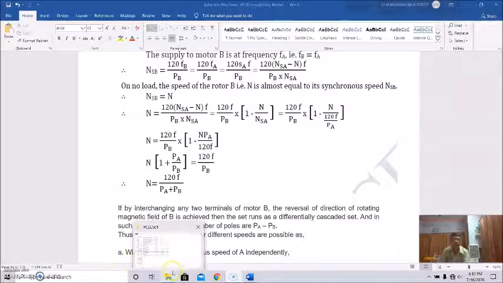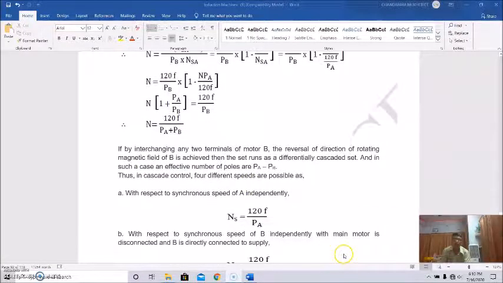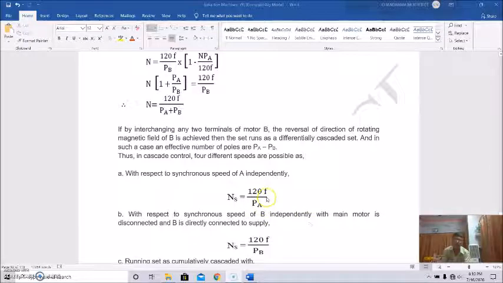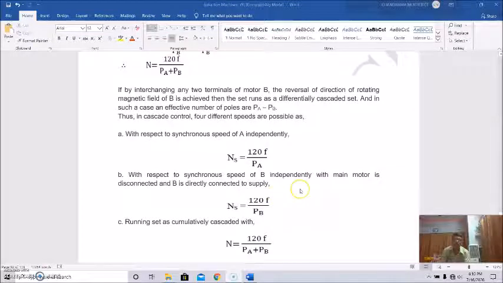There are four speeds. The first is with respect to the synchronous speed of the main motor independently, that is, synchronous speed equals 120 f by Pa, where A is the main motor. The second is with respect to the synchronous speed of B, the auxiliary motor independently. The main motor is disconnected and B is directly connected to the supply, and in that case the synchronous speed will be 120 f by Pb. So this is the synchronous speed for the main motor independently, and this is the synchronous speed for the auxiliary motor independently.